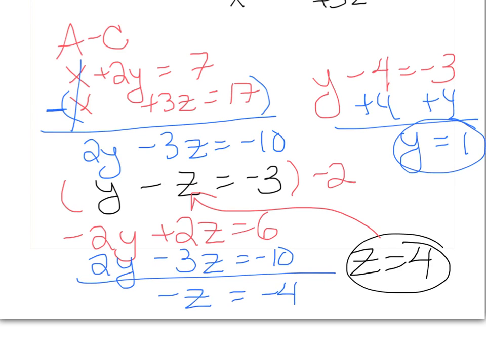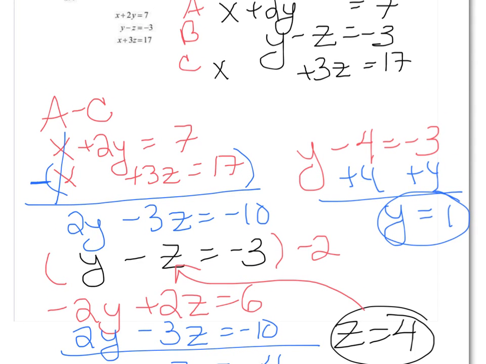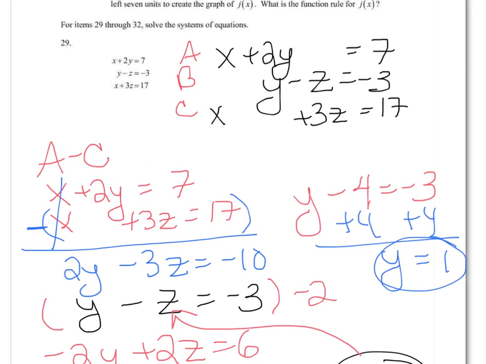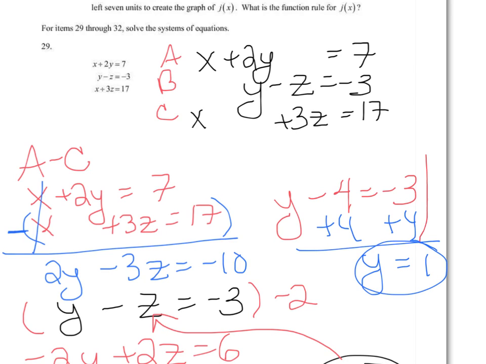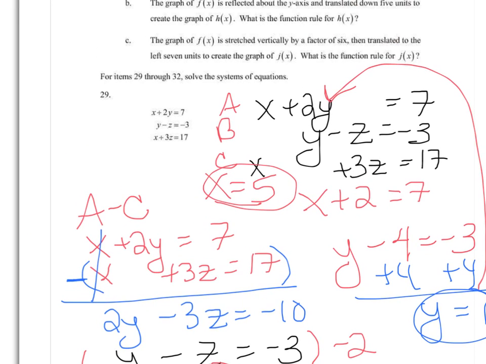And now I can use both of those to find x. So what I'll do is I'll take this y and plug it in here to find x. So x plus 2 equals 7, so that means x equals 5. Because we have 3 variables, when we write our coordinates, it's x, comma, y, comma, z. So the answer for 29 then is going to be 5, 1, 4.